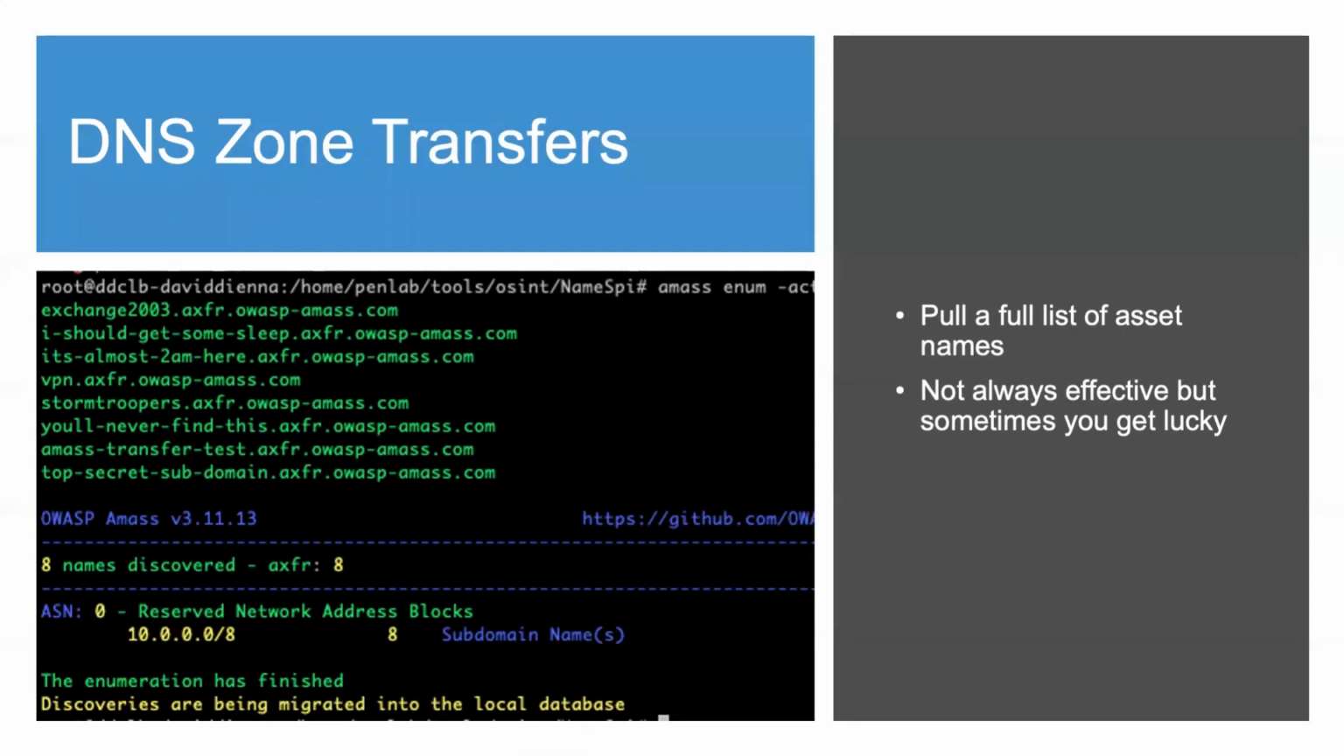DNS Zone Transfers. As part of the initial list of active OSINT techniques that I mentioned before, you can use tools like Amass to do the zone transfers and pull internal asset names from a company's DNS records. It's not always effective, especially if they have zone transfers disabled, but it's still something that you could use.